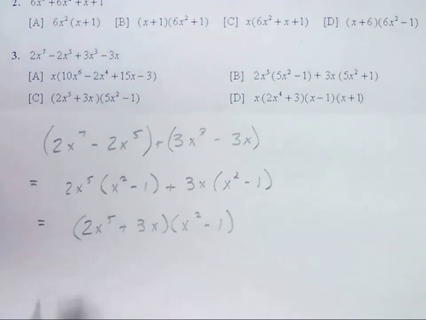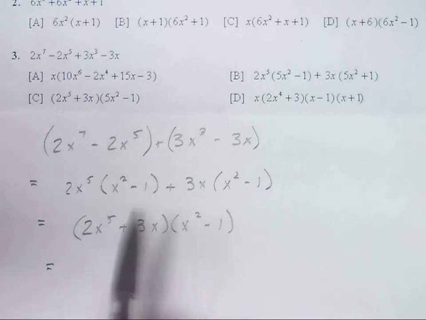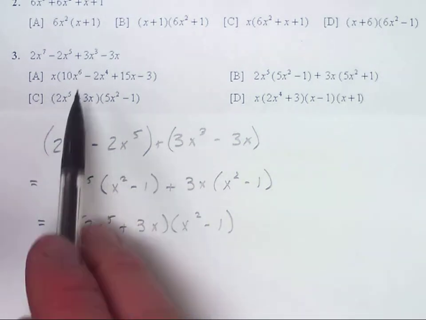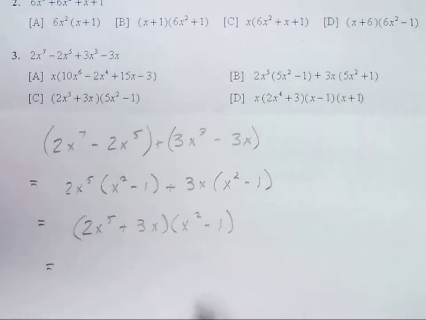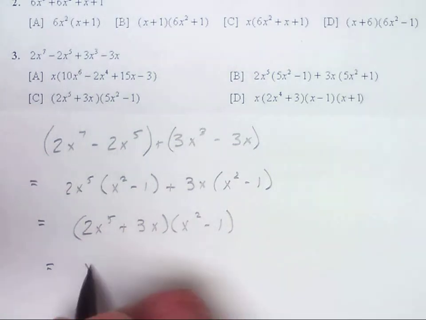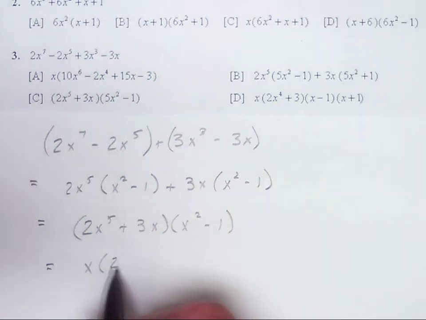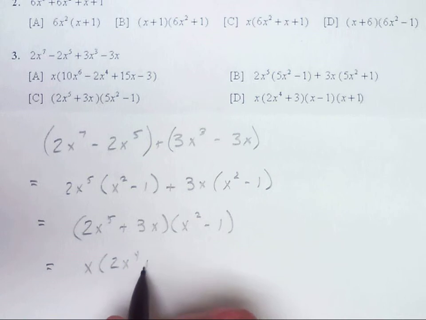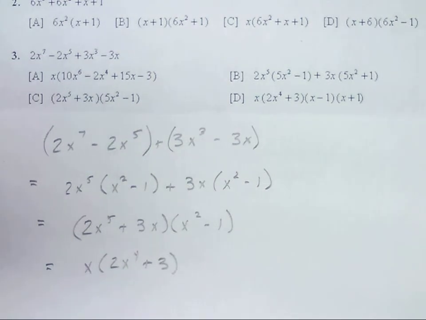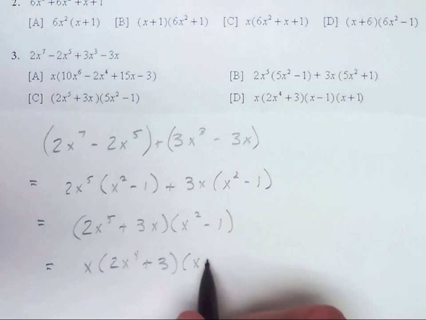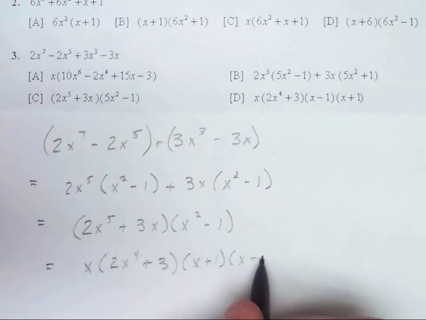Now, as I've said in earlier videos, when they ask us to factor, they imply for us to factor completely, which means we have to express this expression as the product of primes. Well, this first factor can still be factored further. I can take a greatest common factor out of it and say it's the same as x times 2x to the 4th plus 3. And this second factor is the difference of perfect squares. I can factor that to x plus 1, x minus 1.